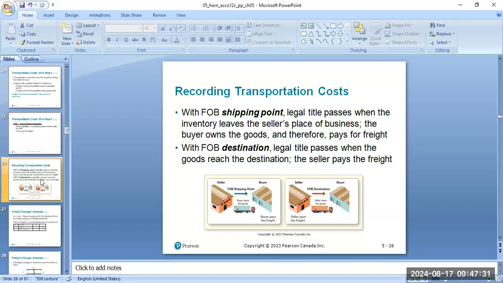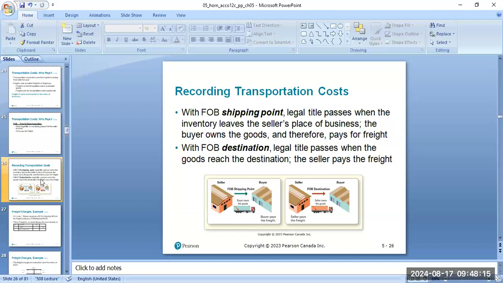Free on board shipping point means that the title and or the ownership of the inventory passes from the seller to the buyer when the inventory leaves the seller's place of business. At that point, the buyer owns the goods, and obviously he has to pay for the rent, plus the insurance, plus everything related to shipping the goods from the seller's warehouse to the buyer's warehouse.